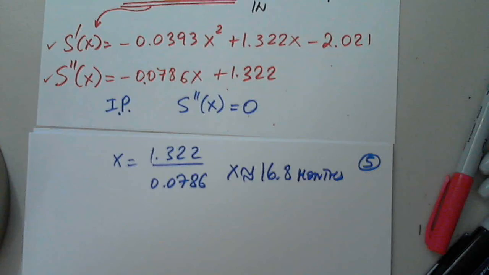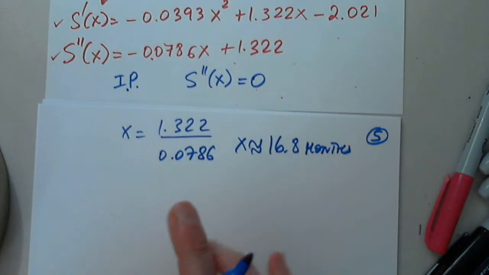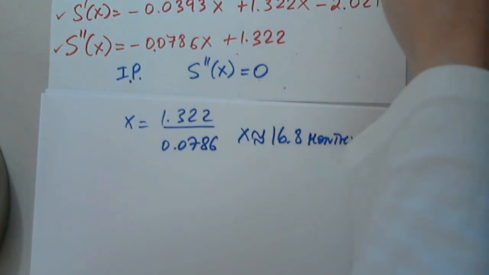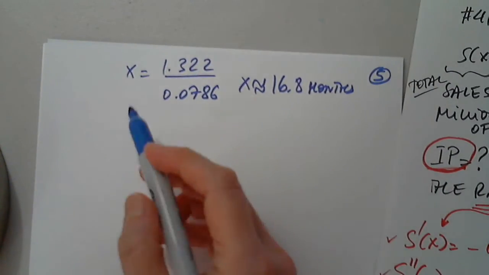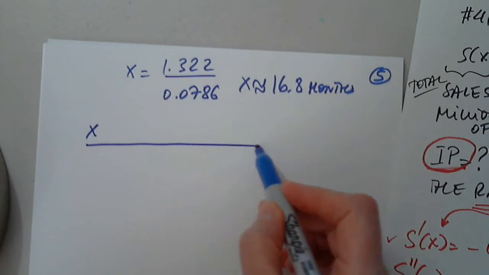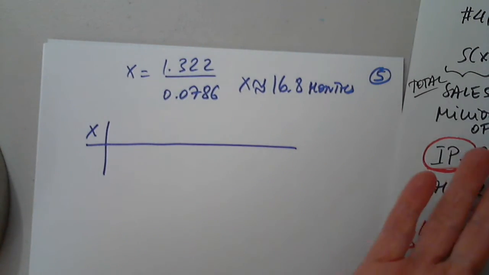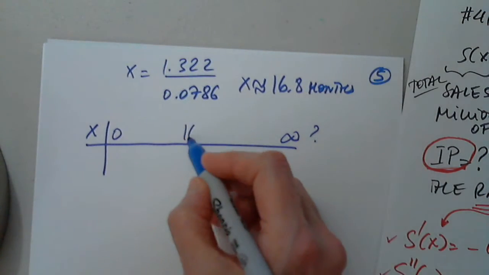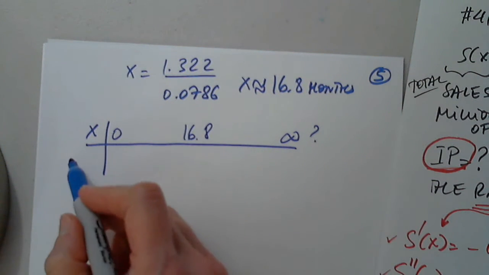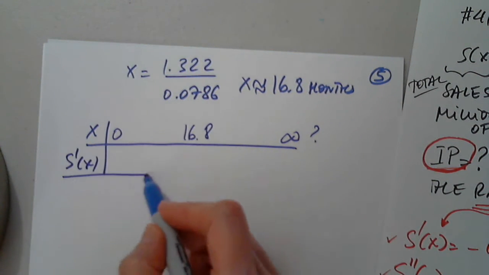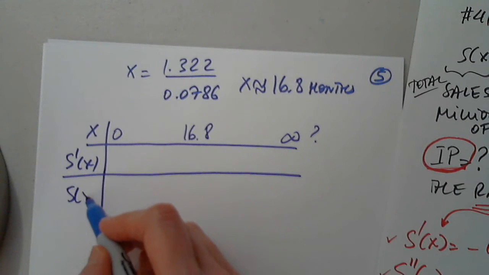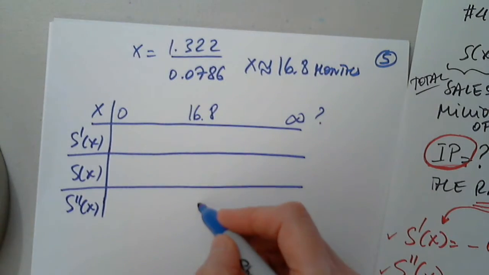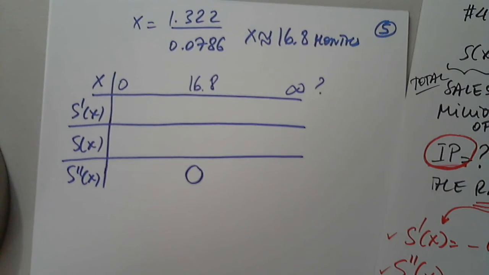Now, yes, at least I have to show that the second derivative changes sign here. Okay, so this is very important to understand. So X indeed, it's months. So 0 to infinity, of course, we're not talking about infinity. So we want 16.8 in here. And we want S prime, and we want S of X, and we want the second derivative. And the second derivative is 0 at that point.